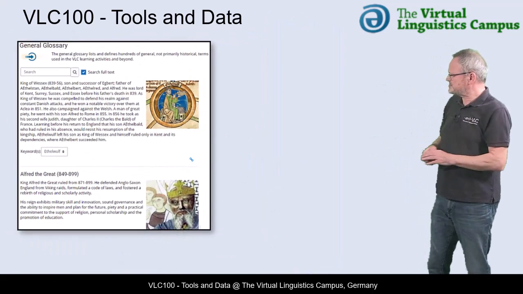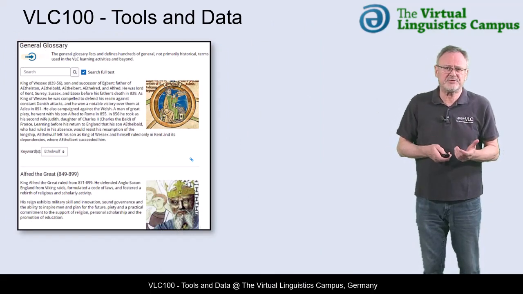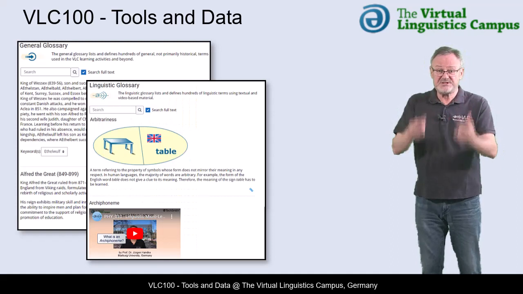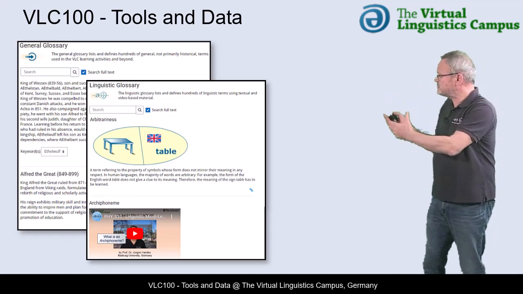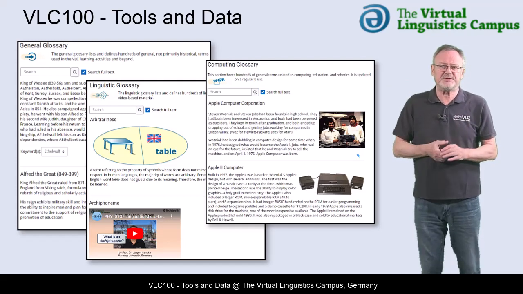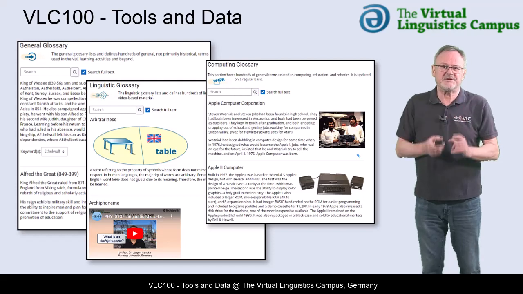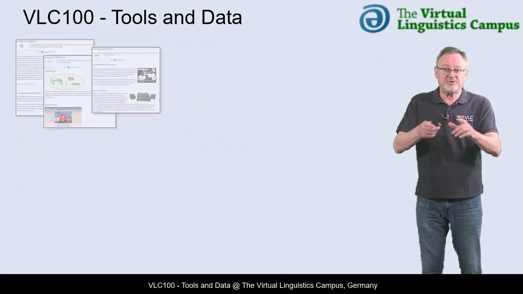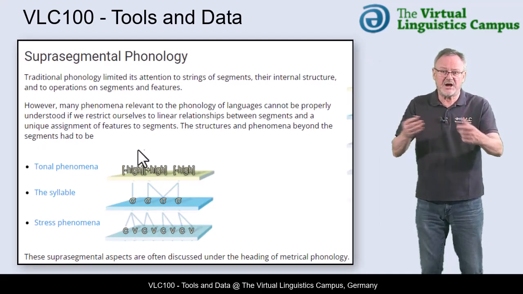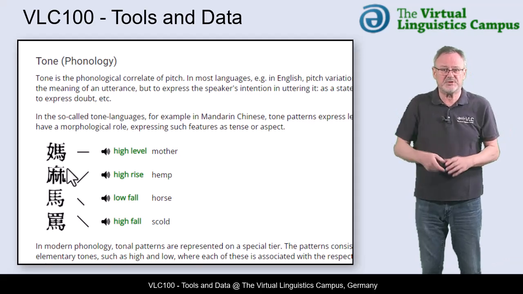In the general glossary, there are about 150 general terms. The linguistic glossary hosts almost 1,000 linguistic terms. And in the computing glossary, there are more than 100 computer science terms. These permanently growing glossaries can either be used separately, or the terms contained therein are referenced from the various courses of the Virtual Linguistics Campus.